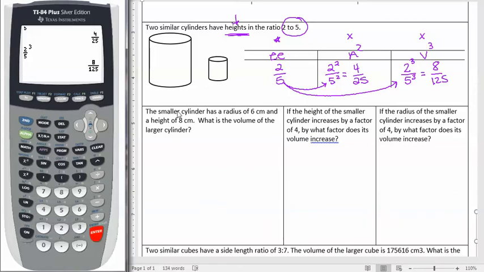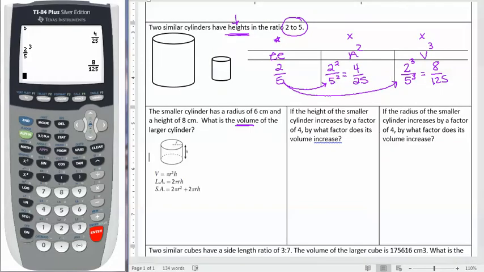Let's look down here. This problem deals with the same chart. And it says, the smaller cylinder has a radius of 6 centimeters and a height of 8 centimeters. What is the volume? Oh, well, let's look at our formula sheet. I pulled my formula sheet picture up, and volume is pi r squared h. So let's go ahead and find the volume of the smaller cylinder.